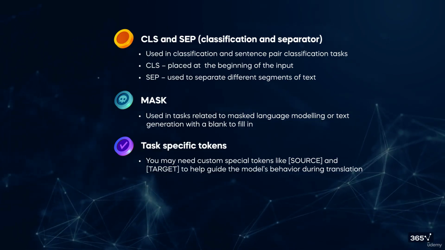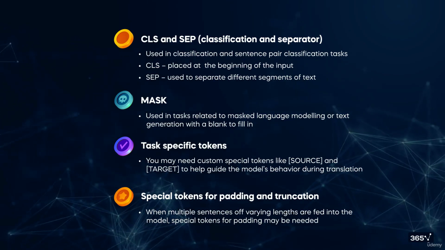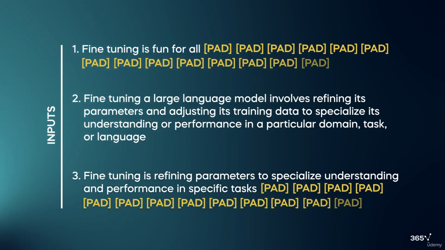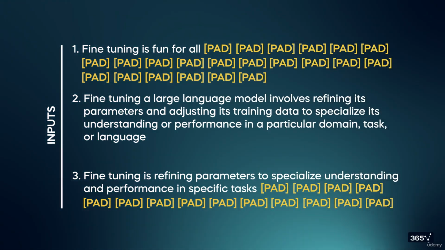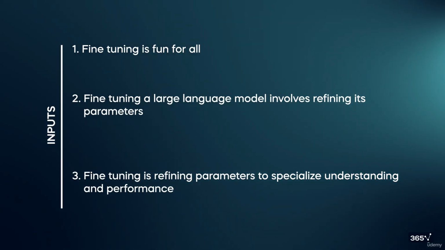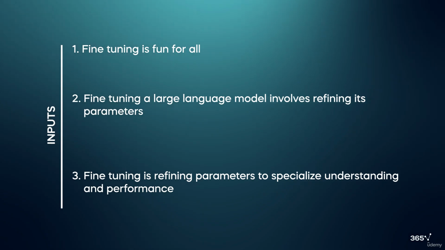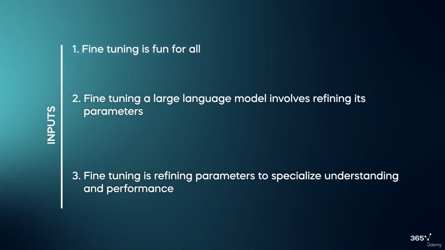When you feed multiple sentences of varying lengths into the model, you may need special tokens for padding, which is where we add extra tokens to make sure all the inputs are the same length. Or we might want to use truncation, which is where we shorten longer inputs to a specific length. These tokens ensure that the inputs are consistent and align with the model's architecture.